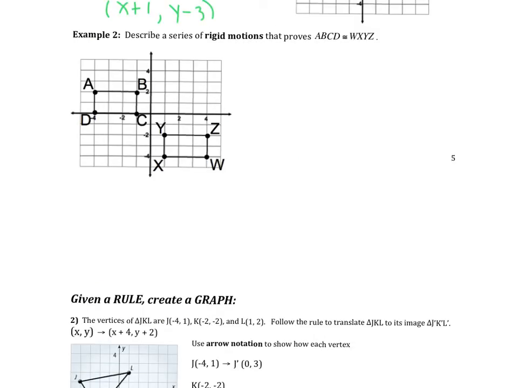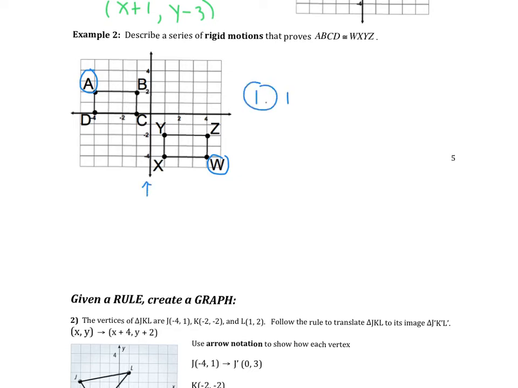Example number 2, we're going to describe a series of rigid motions that proves that rectangle ABCD is congruent to rectangle WXYZ. If you notice that point A and point W are not located on the same part of the rectangle, though they are, what we need to do is prove that those 2 points will line up. So translating just to the right and down will not work, okay, because we have to have A fit where W is. So what we're going to do is, even though we could probably rotate this, we're going to reflect it as an example. Okay, the first thing we're going to do is we're going to reflect over the y-axis.